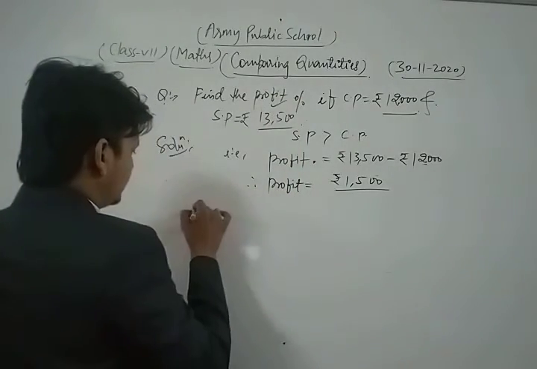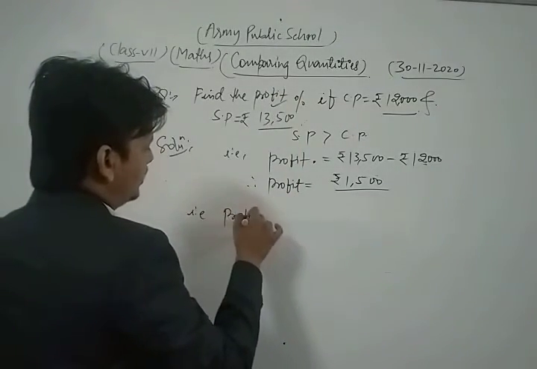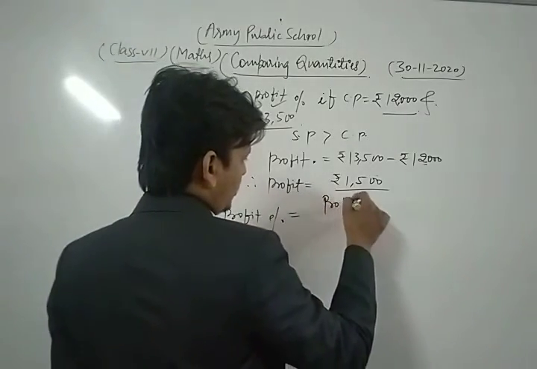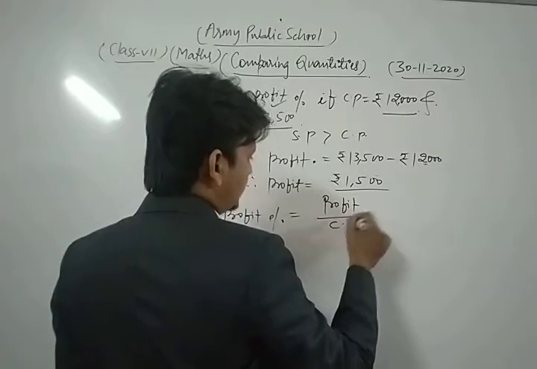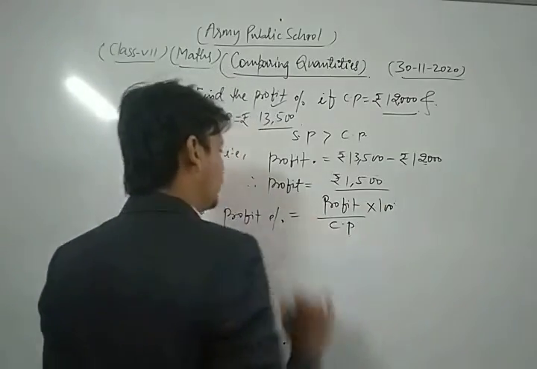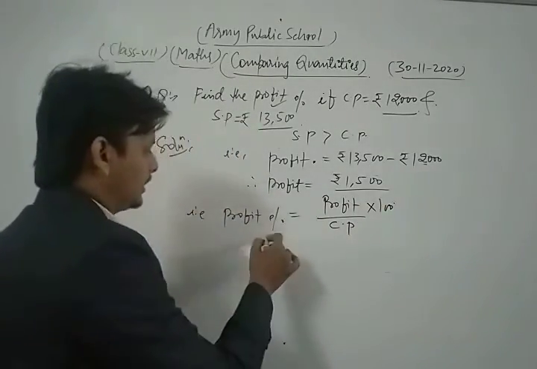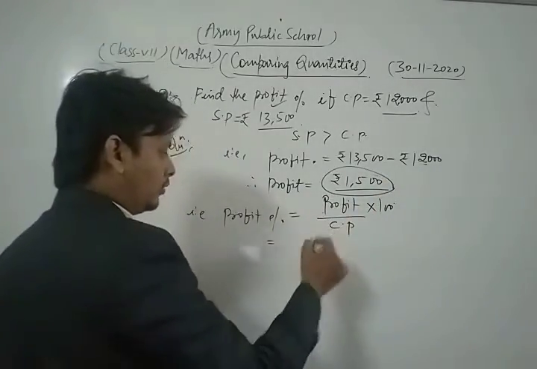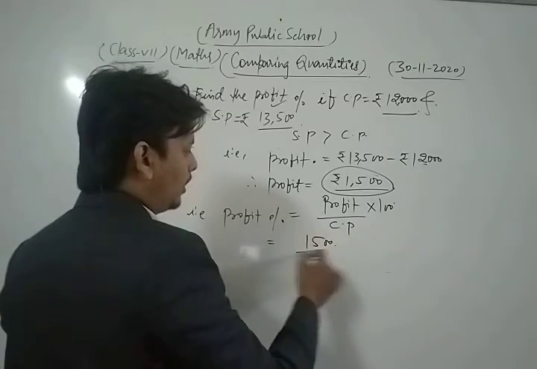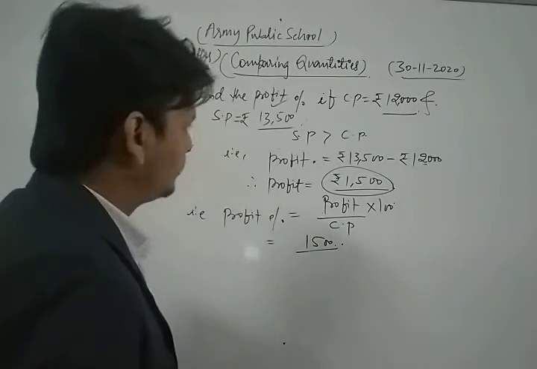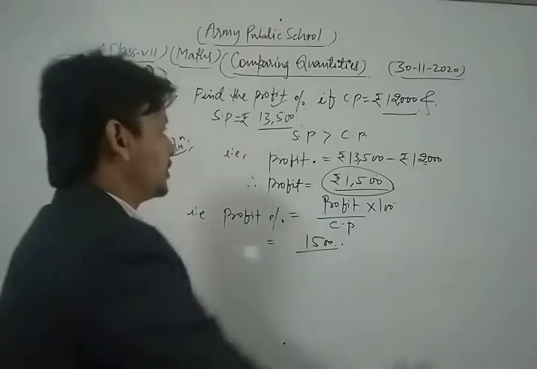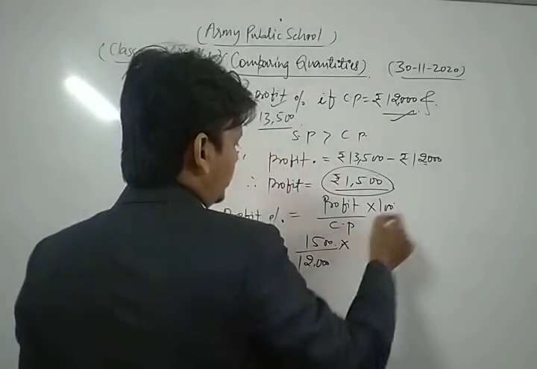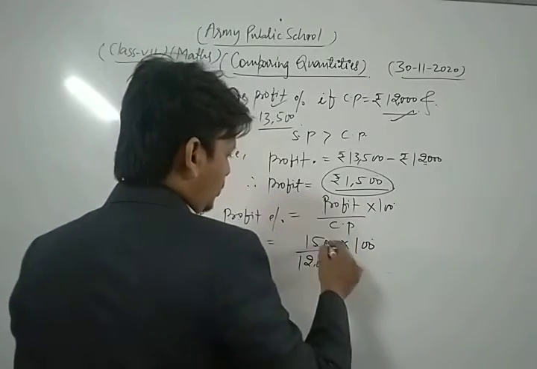Now the profit percent will be what? Profit upon cost price into 100. This is the formula for the profit percent. Now let's see. Here we find the profit as what? 1,500. So here we put 1,500 upon cost price. What is the cost price of that object? Which is 12,000. So 12,000 into 100.